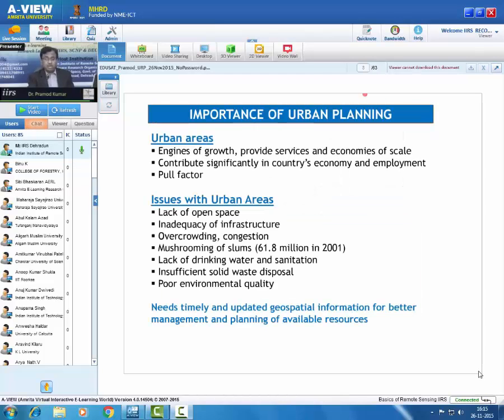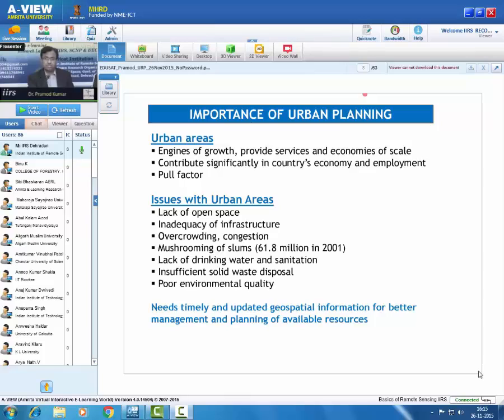As I told in the beginning of my presentation, we cannot today ignore the importance of urban planning, as of now 63% of the GDP is coming from the urban areas in India. Urban areas are the engines of growth, and provide services and economies of scale.